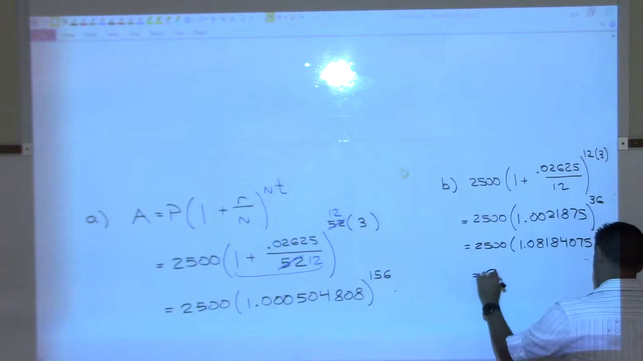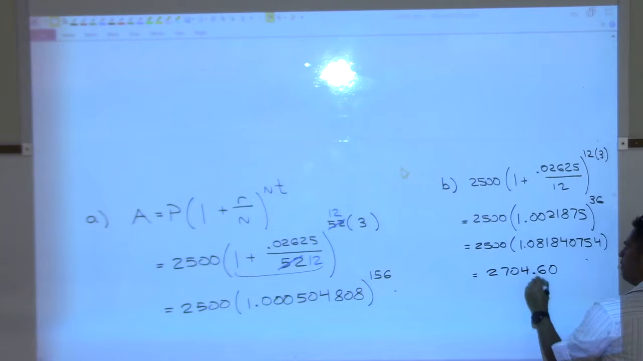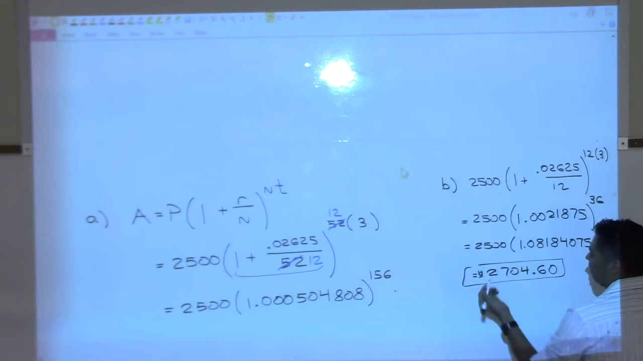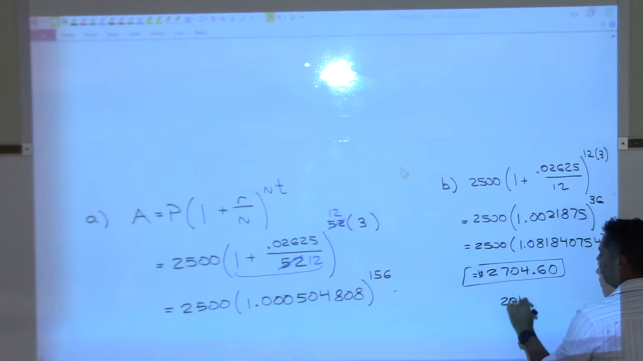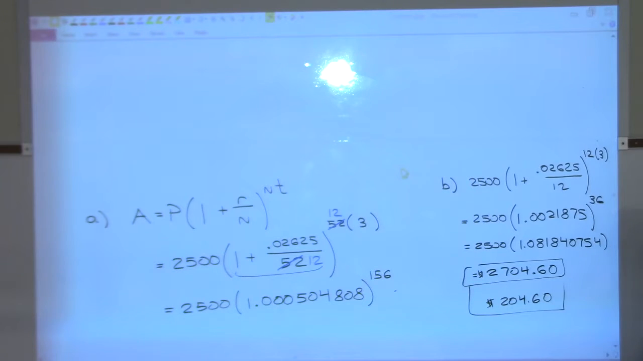So I get 270460. Slightly different answer? By a few cents, right? And then that's the answer to the first part, and then the second part is how much interest did you earn, so it's 204.60. Same thing, subtract 2,500 from that.